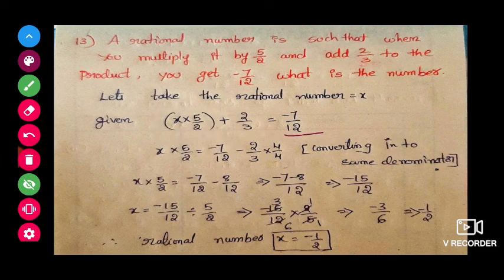Then we will get minus 7 by 12. Okay, now we have to find what x is. Children, if you understand this equation, it is enough. Now here plus 2 by 3, we want the value of x. So send this plus 2 by 3 to the other side, and it will become minus 2 by 3.